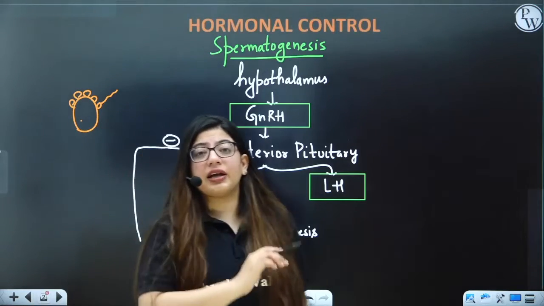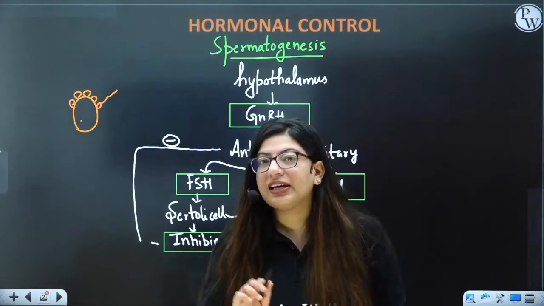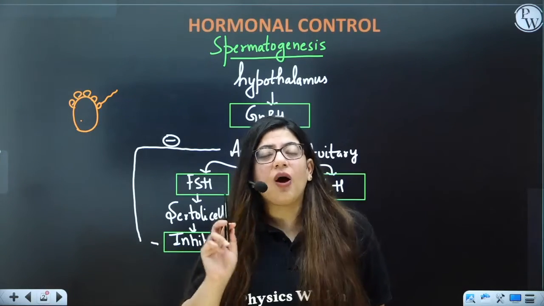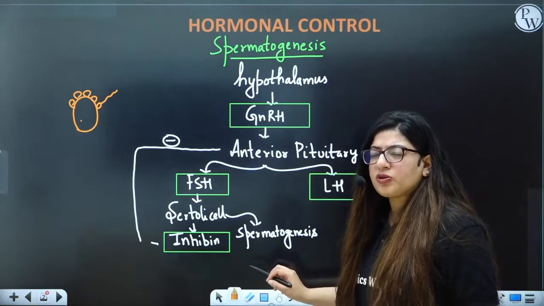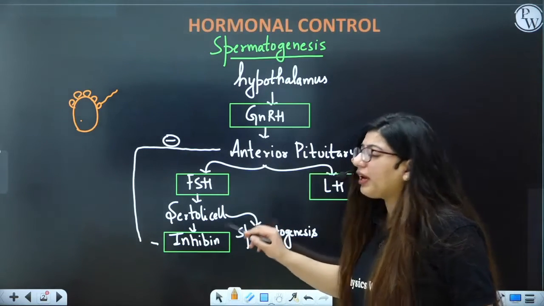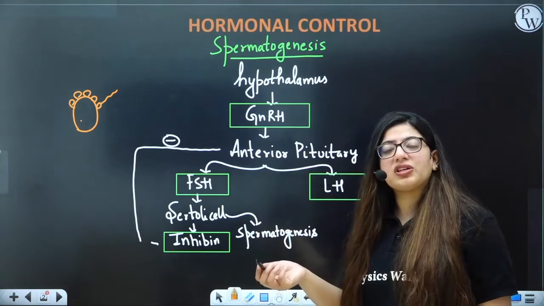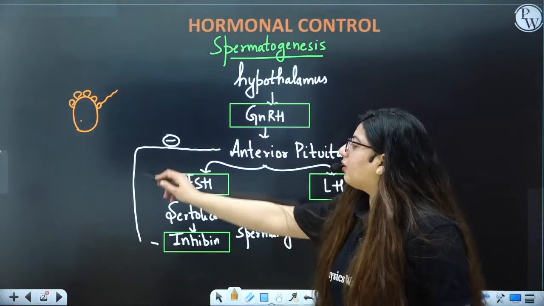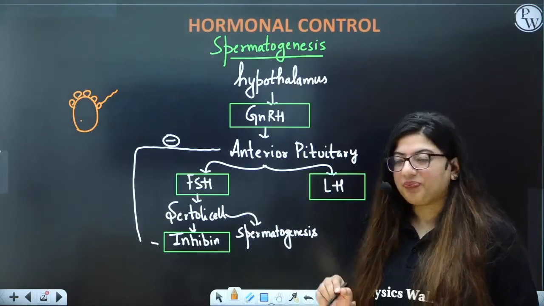So at that time, the Sertoli cell will secrete inhibin. Inhibin will tell the pituitary we don't want to produce more sperms. Why? Because we already have a lot. So that's why the Sertoli cell helps in spermatogenesis, and it also gives negative feedback so that no more spermatogenesis can take place.